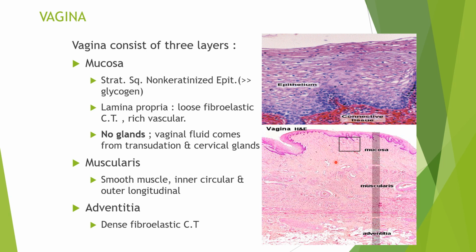This connective tissue is loose fibroelastic and it is rich in blood vessels. Outer to this connective tissue is the muscularis layer, which has an inner smooth muscle layer and an outer longitudinally arranged smooth muscle layer, and outer to this is the adventitia. So first we will discuss the epithelium.